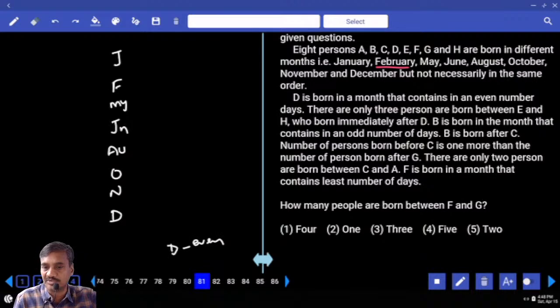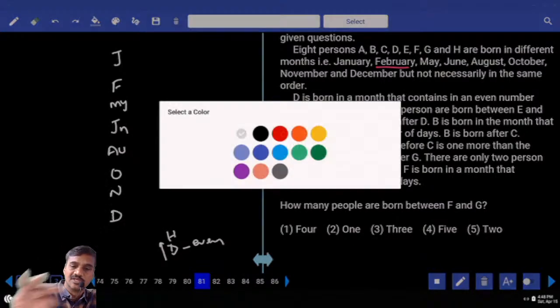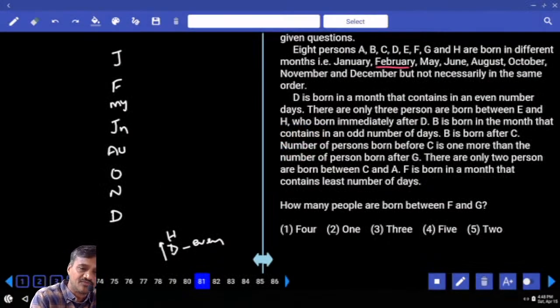And there are only 3 persons between E and H. H is born immediately before D. And B is born in the month that contains an odd number of days. B is born after C. The number of persons before C is one more than after G. Only 2 persons between C and A. F is born in the month that contains the least number of days. My information has come. F has the least number of days, F is in the month of February.